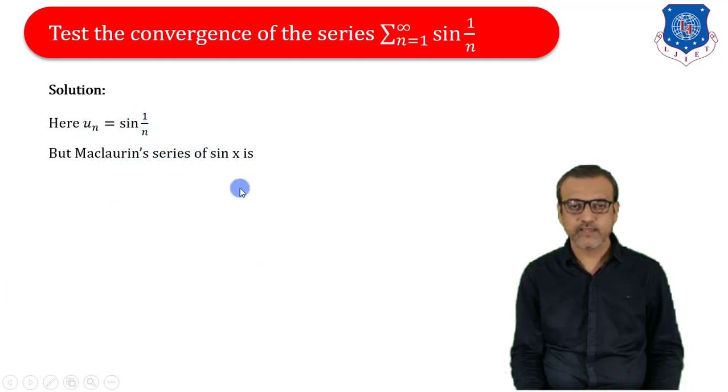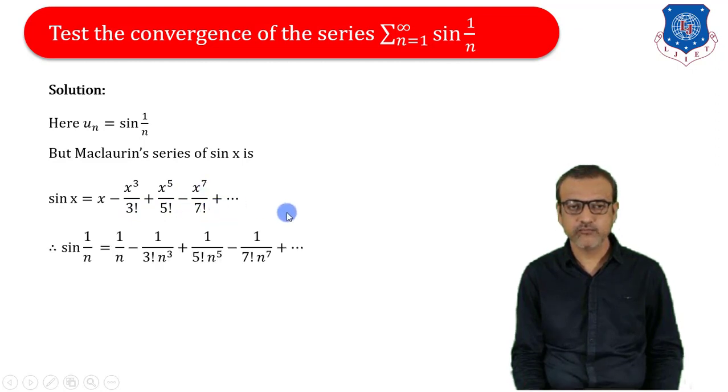The Maclaurin series of sin x is sin x equals x minus x cube by 3 factorial plus x raised to 5 by 5 factorial minus x raised to 7 by 7 factorial and so on. But we have to find sin 1 upon n. So replacing x by 1 upon n in the Maclaurin series of sin x.